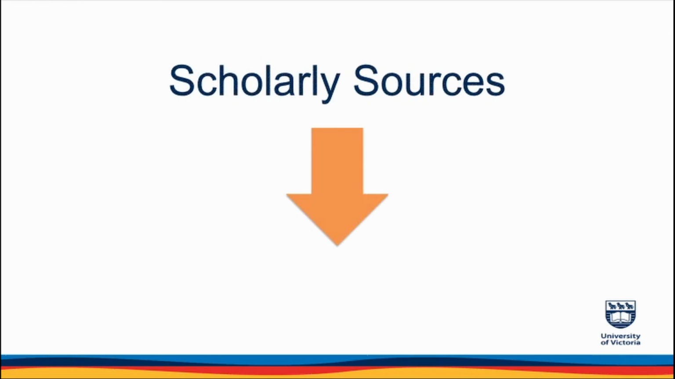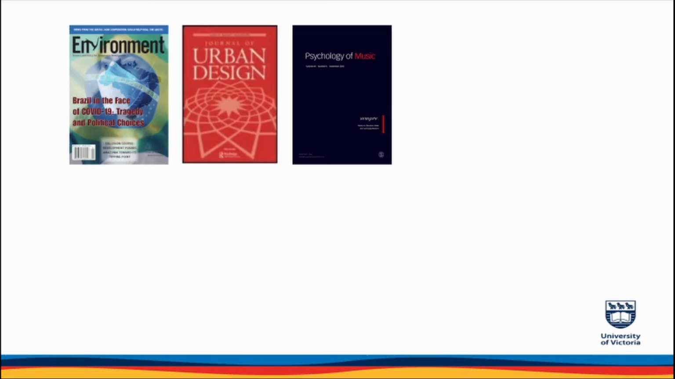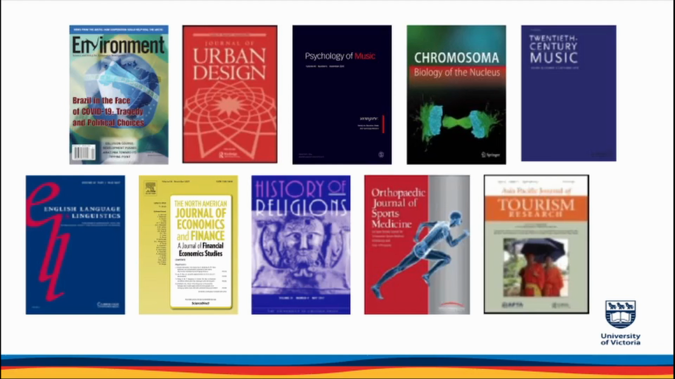Peer-reviewed sources are scholarly sources that have undergone the peer review process. Peer-reviewed journals exist for all academic disciplines and are increasingly the main way in which researchers and academics share and publish their research. So what does the peer review process involve?